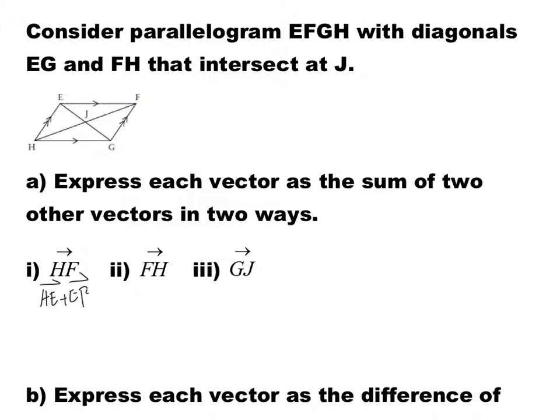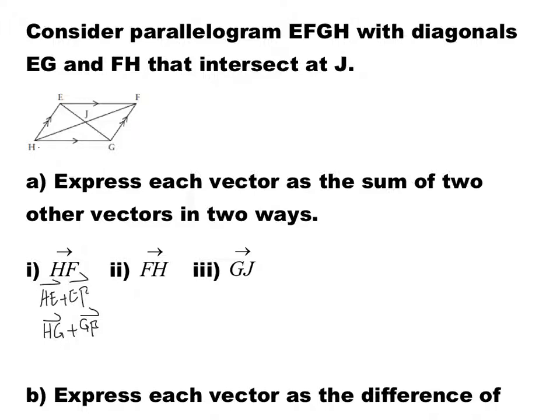You can see HE plus EF gives you HF. Another one is using G. I'm going to write HG plus GF is going to give me again the vector HF. For FH, I'm going to look at FH. I can use E and G again.